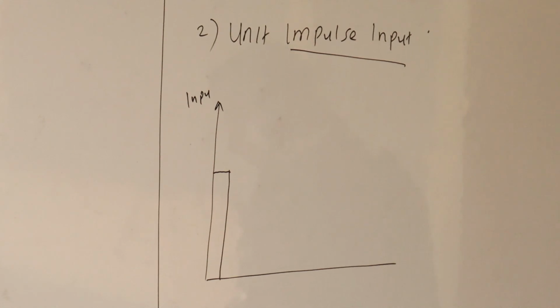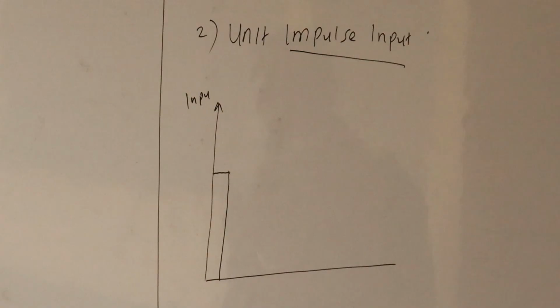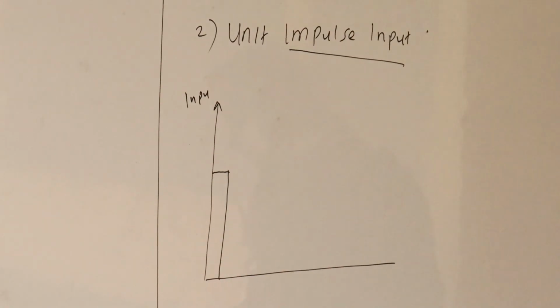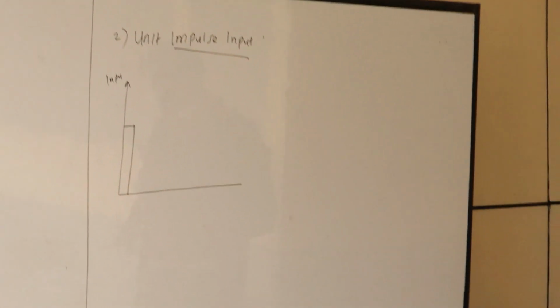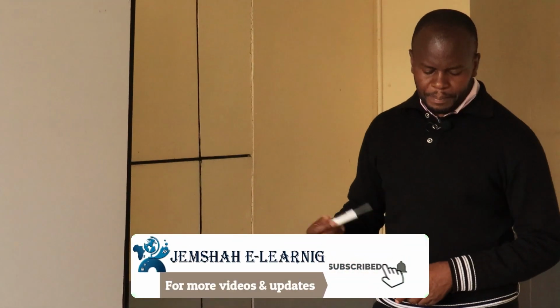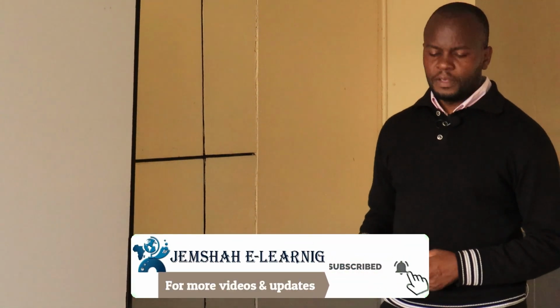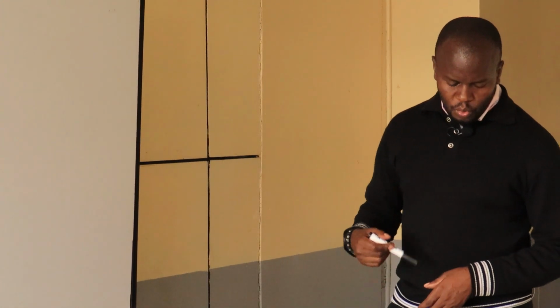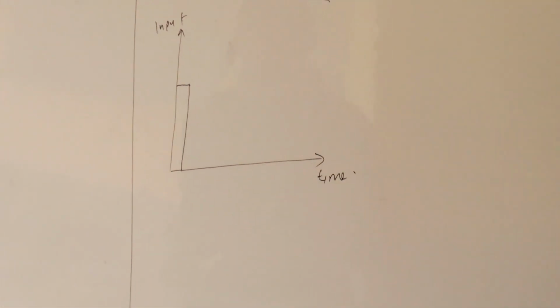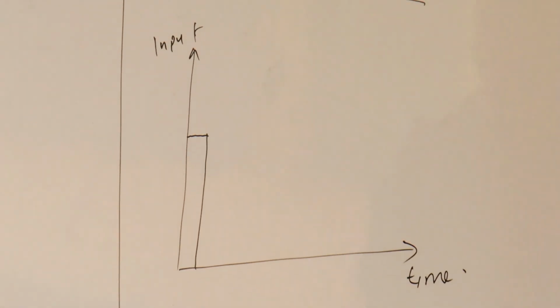A perfect impulse input cannot always be achieved, and for testing purposes, we usually have what we call the unit impulse that is always used. The unit impulse is a pulse whose area represents 1 unit, and again, it has an infinite direction.